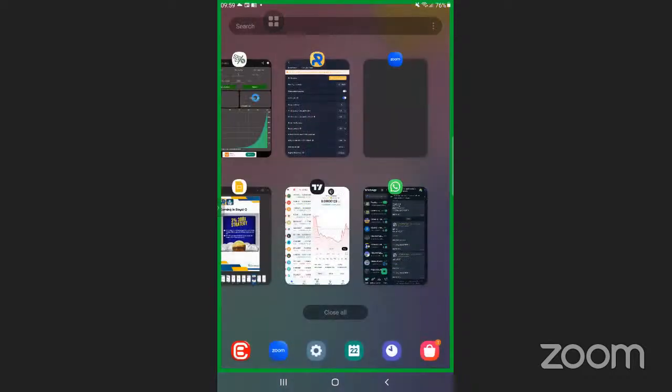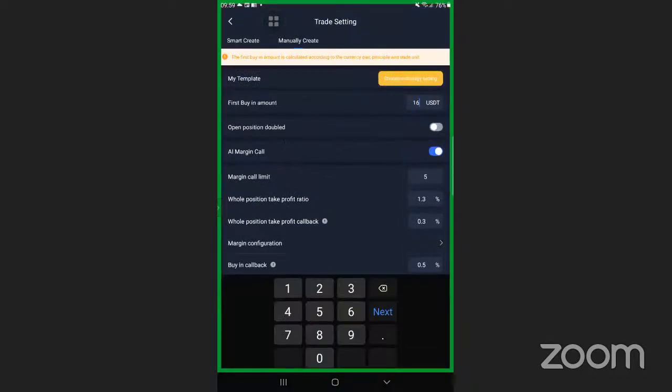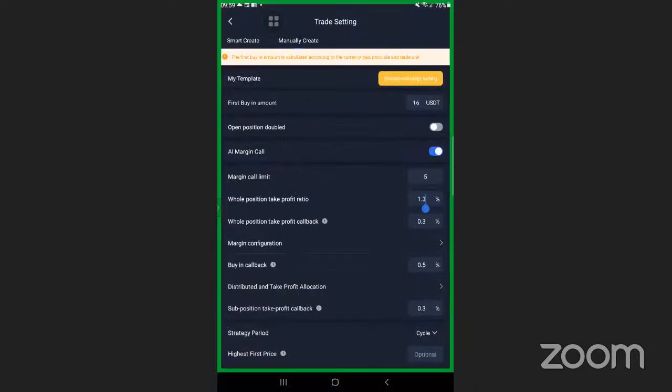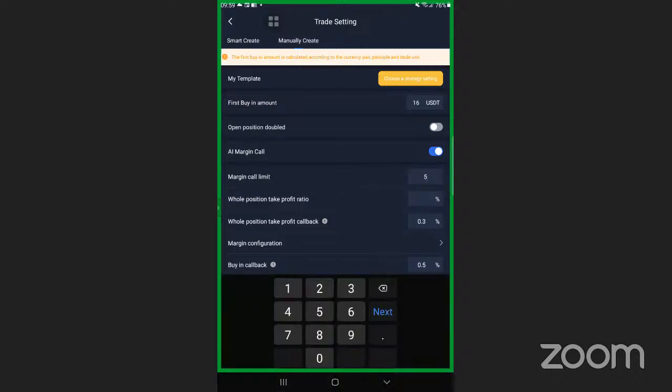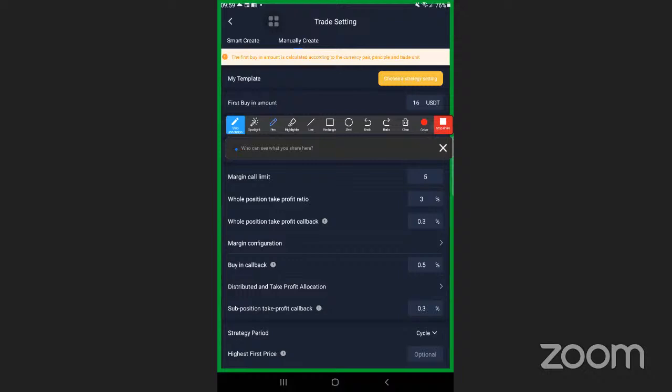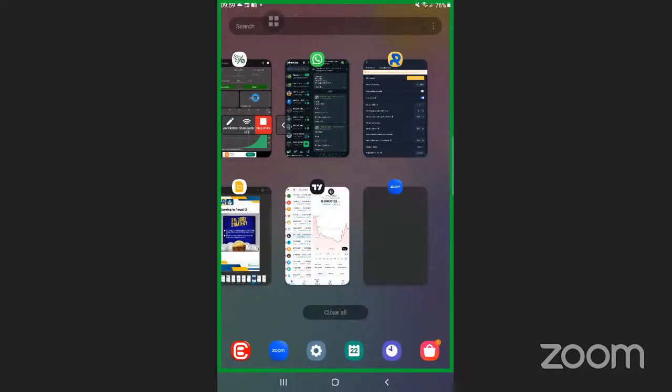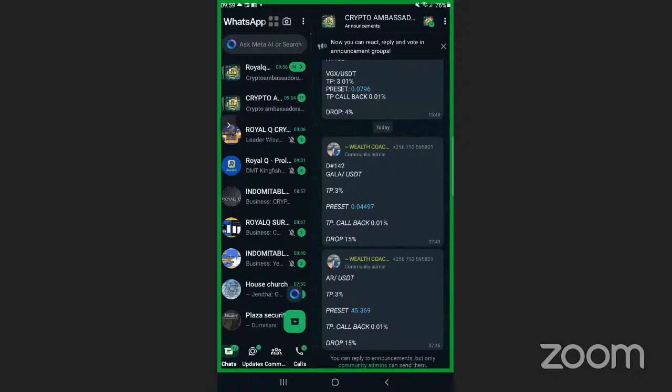So our take profit is 3%. So we are going to put here 3% according to the signal. Okay, do we have a whole position take profit callback in the signal? Let's go together and check. Yeah, it's very important. Do we have a take profit callback?